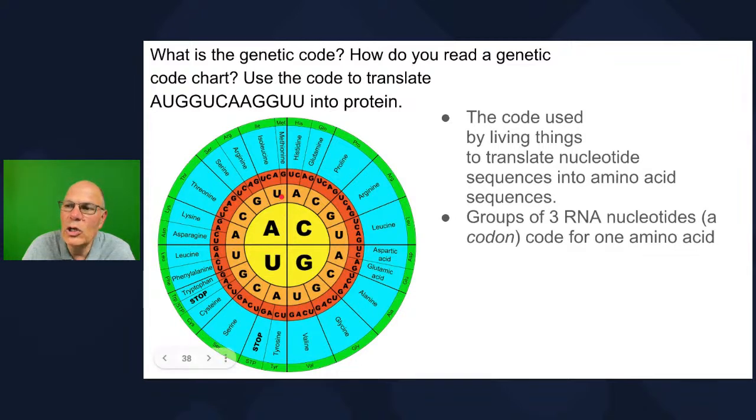So AUG, therefore it's methionine, all right? So in other words, what's AUG code for? Methionine. What is GUC code for? I'm going to go to the first nucleotide, the second nucleotide, and the third nucleotide. GUC is valine. So using that method, throw this out.